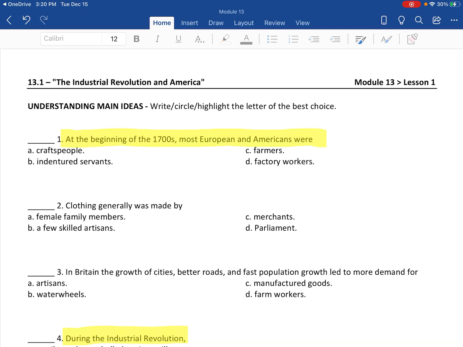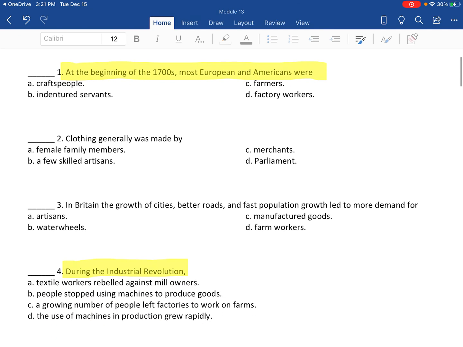So you definitely want to make sure you have the right answers here, because you're allowed to use this while you're taking your quiz. The quiz will be on Schoology in your quizzes and tests folder. It's the 13.1 quiz. So let's go over these answers. I'm just going to circle the answers as we go through.